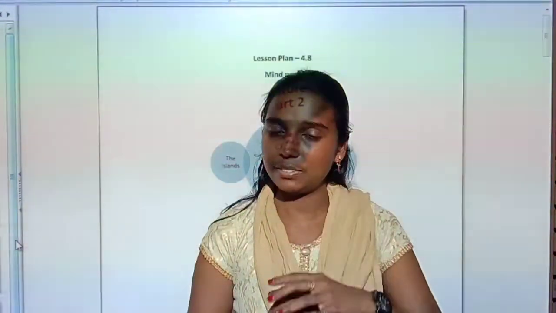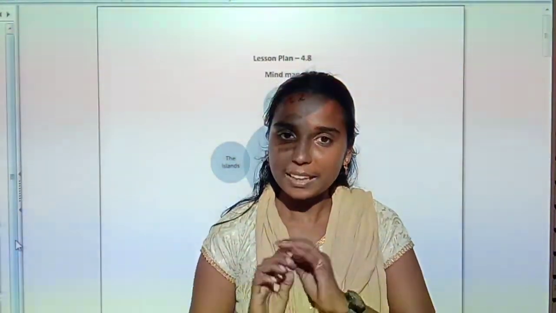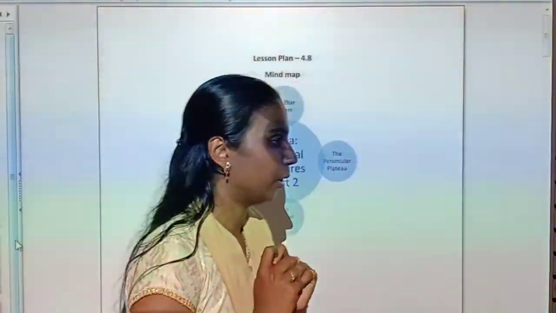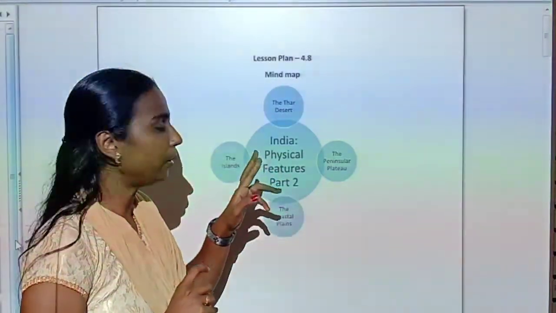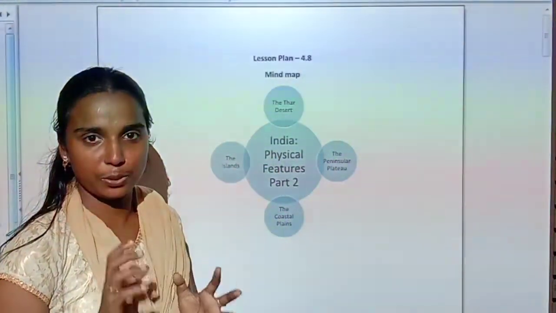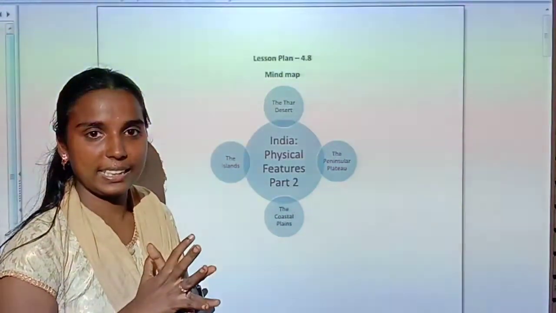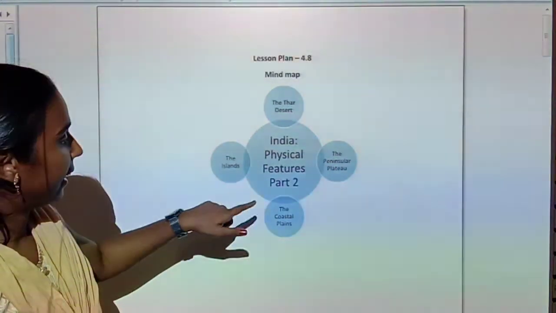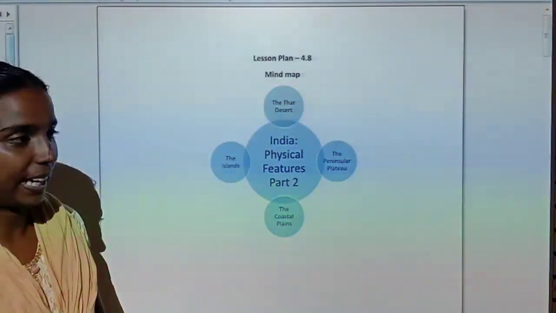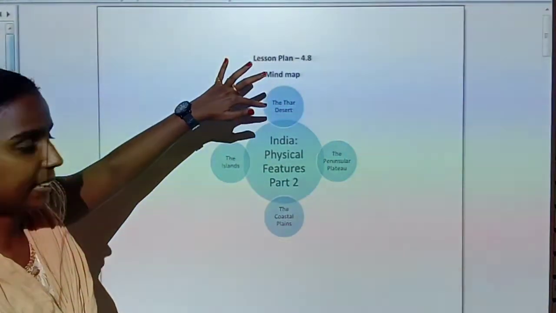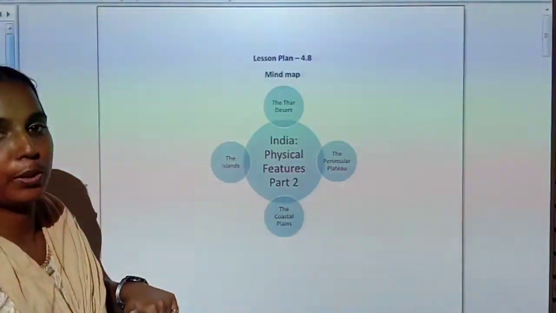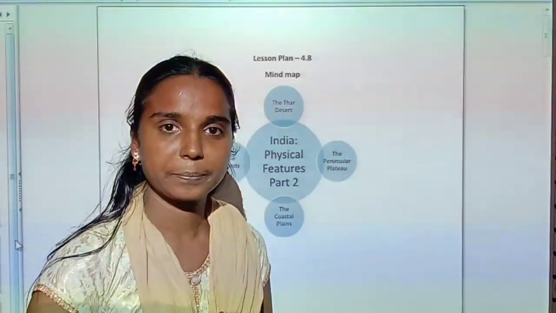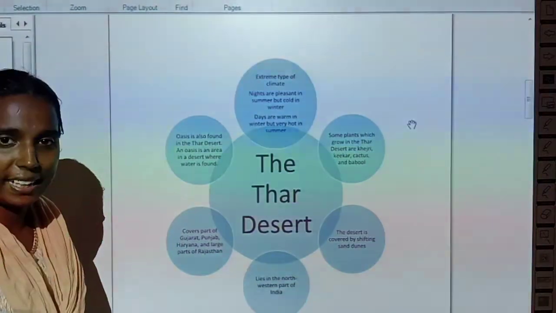So what are the 4 physical features we learned in chapter 4? Yes, you remember, right? So we are going to recall those 4 physical features now. What is the title of this lesson? It is India Physical Features Part 2, right? And in this lesson, what have we learned? We have learned about the Thar Desert, the islands, the coastal plains and the Peninsular Plateau, right? Shall we recall one by one? Yes, first let us recall the Thar Desert, okay?